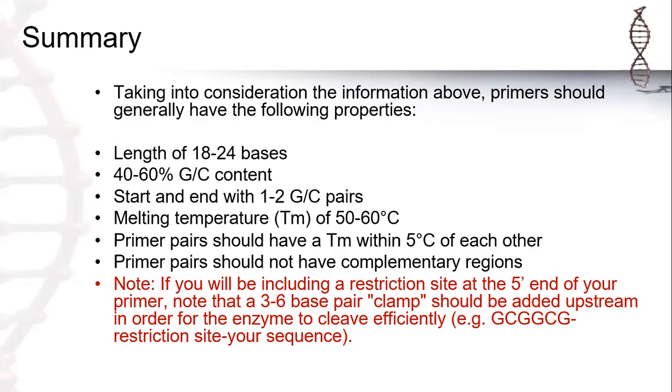Note, sometimes you are including a restriction site at the 5' end of your primer. Then you should include a clamp of around 3 to 6 base pairs added upstream in order for the enzyme to cleave efficiently. For example, GC is the clamp for the restriction site in your sequence. Sometimes in cloning experiments we need the enzyme restriction site, so we have to add these clamps for the enzymes to cleave efficiently.